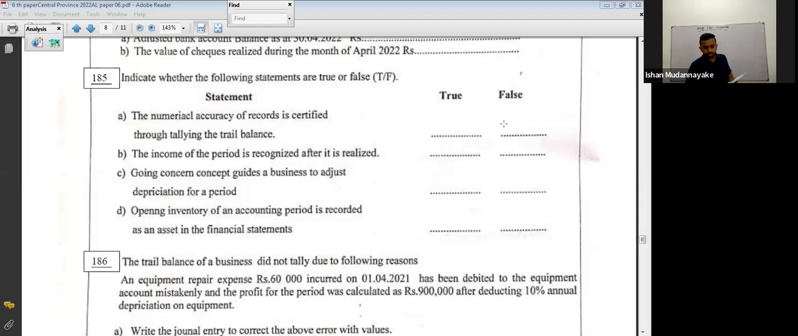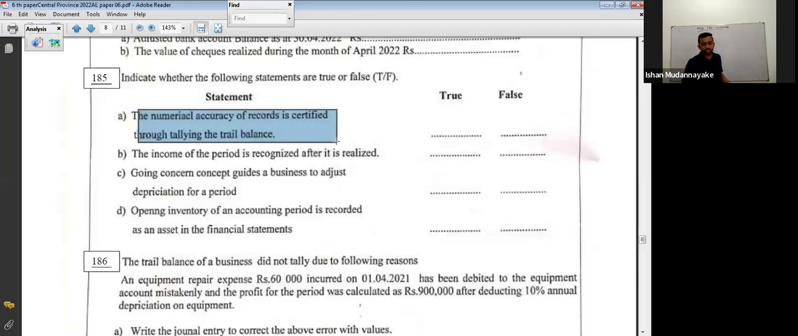Okay, we can't accept that one. Therefore, A is false. Look at B. The income of the period here is not clear. The question is not clear. Here, numerical accuracy of records. We will assume records means financial statements, records or reports. That is false.